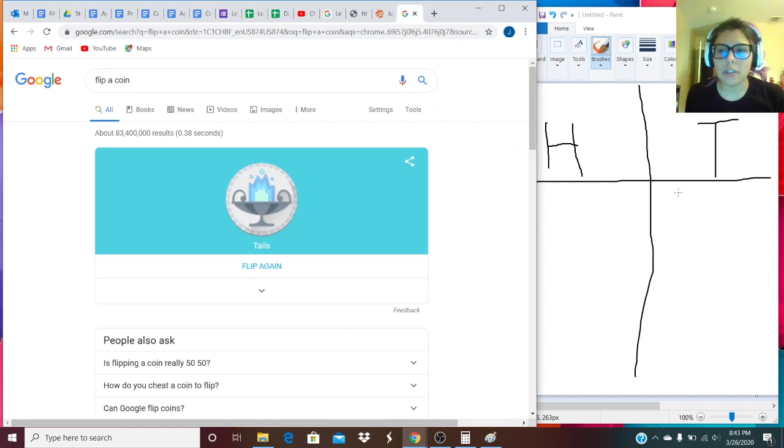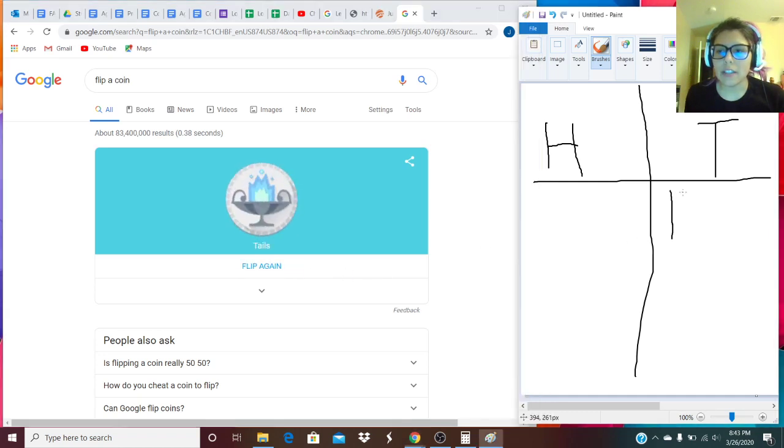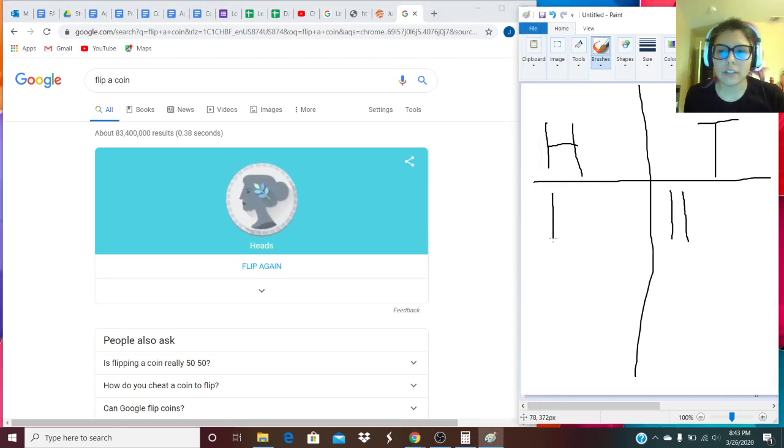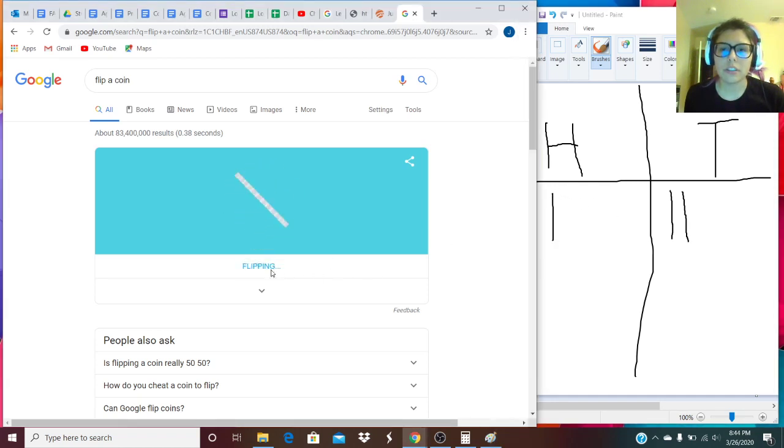So tails, so I'm going to do 1 tick mark for tails. Flip again. Tails again. See, I didn't write the number 2. I'm doing a tick mark or a tally mark. All right, heads. So I'm going to take a point.